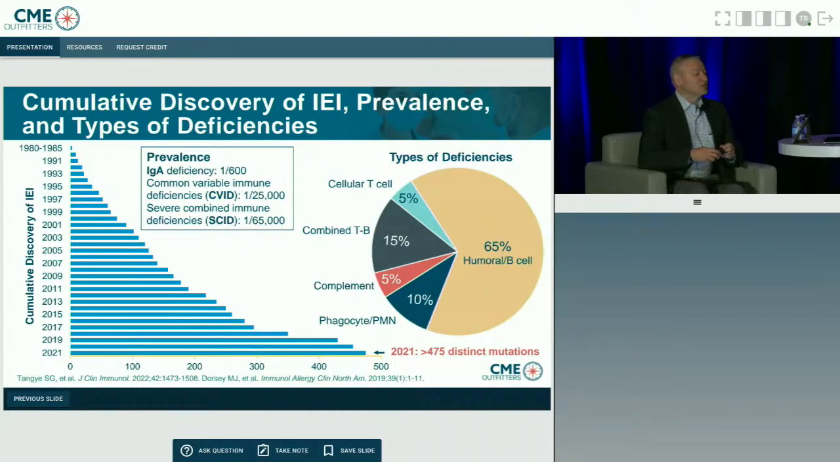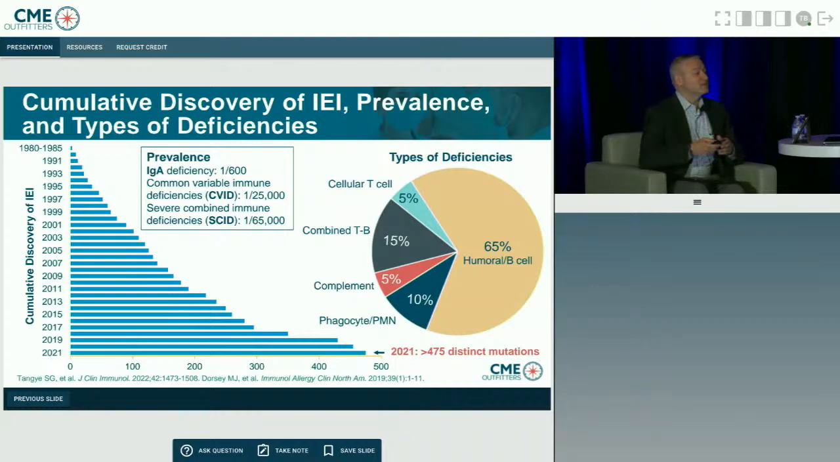So one problem with primary immunodeficiency is over the years we've really done a poor job in teaching it, because we put up a slide with lots of pathways and very complex slides. Here we're going to talk a little bit about how there's been a major increase in the discovery of inborn errors of immunity, what the prevalence of those disorders are, and then the typical types of deficiencies that we see.